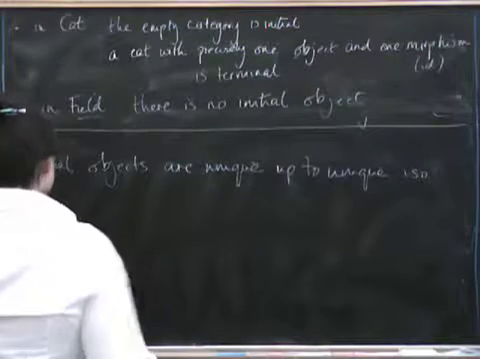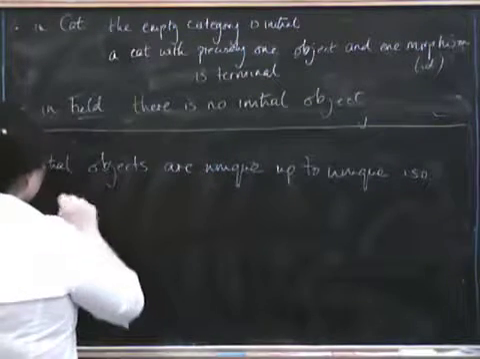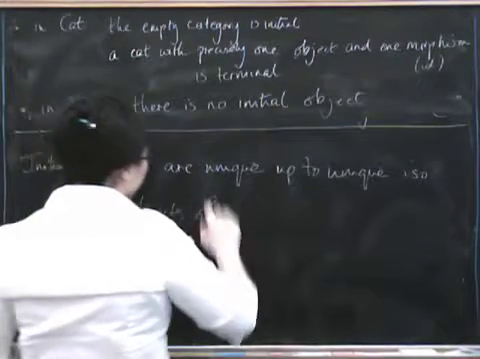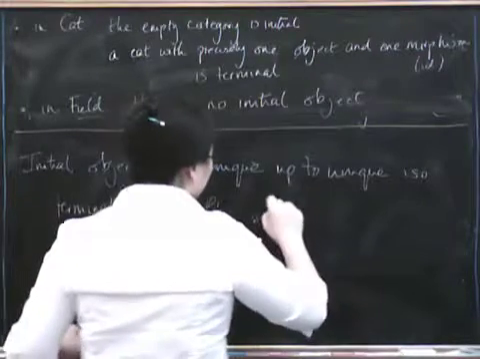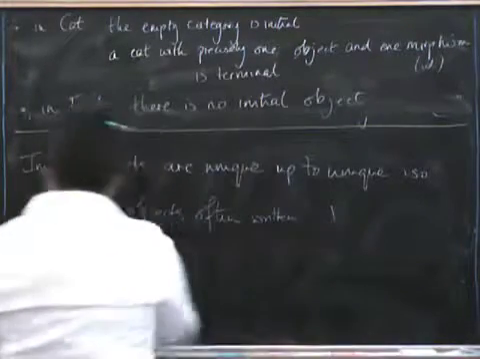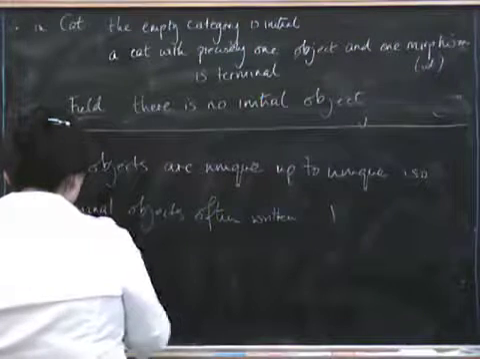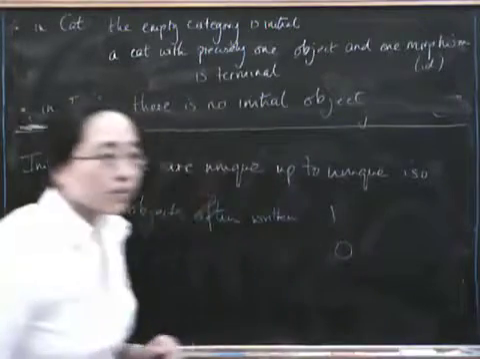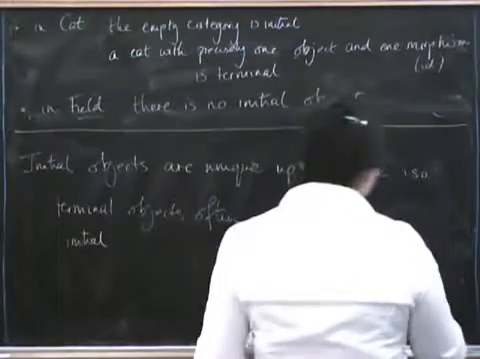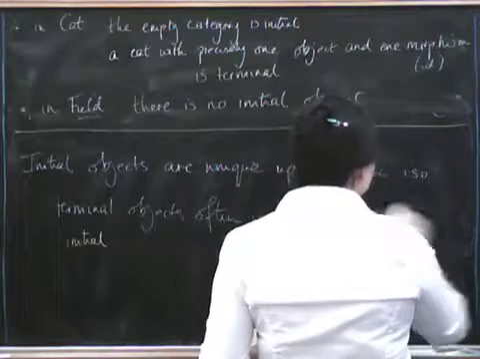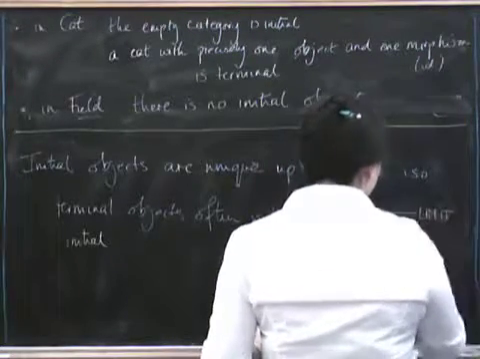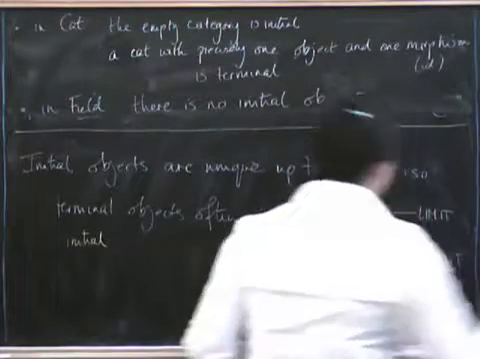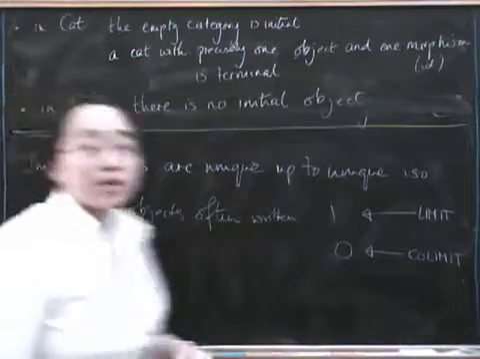Finally, a bit of notation. Terminal objects are often written 1 and initial objects as 0. And for future reference, note that terminal objects are a kind of limit and initial objects are a kind of colimit. So we'll see what that means later.